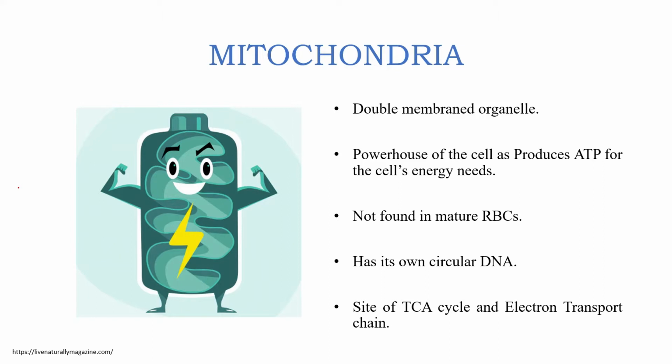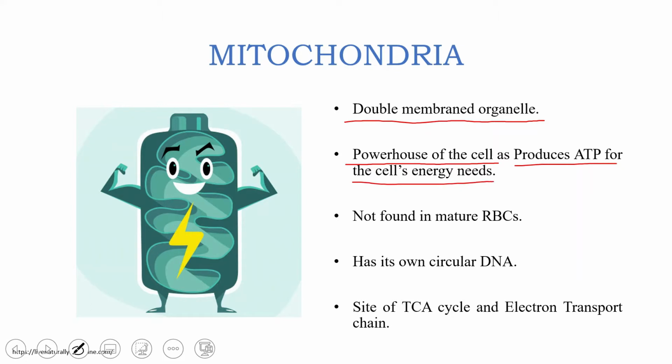I am Richa, your mentor, and today I am going to talk about a very important cell organelle, that is mitochondria. Now, as you all are aware, mitochondria is a double membraned organelle. It is usually called the powerhouse of the cell. Now, why is it called the powerhouse of the cell? Because it produces ATP for the cell's energy needs.